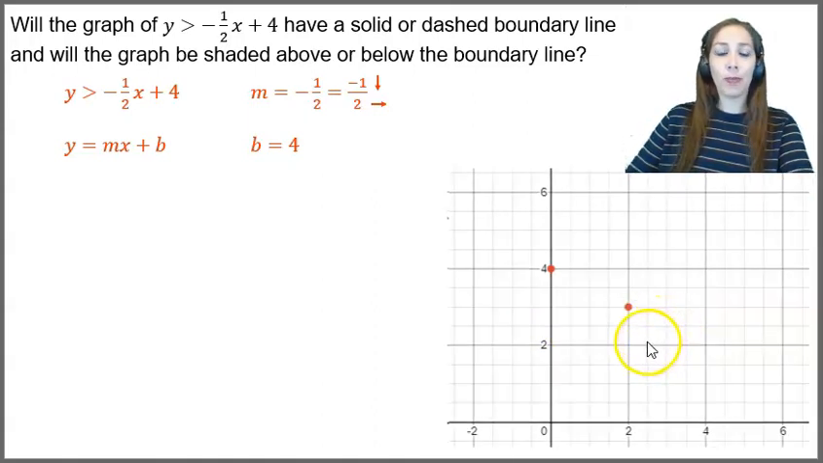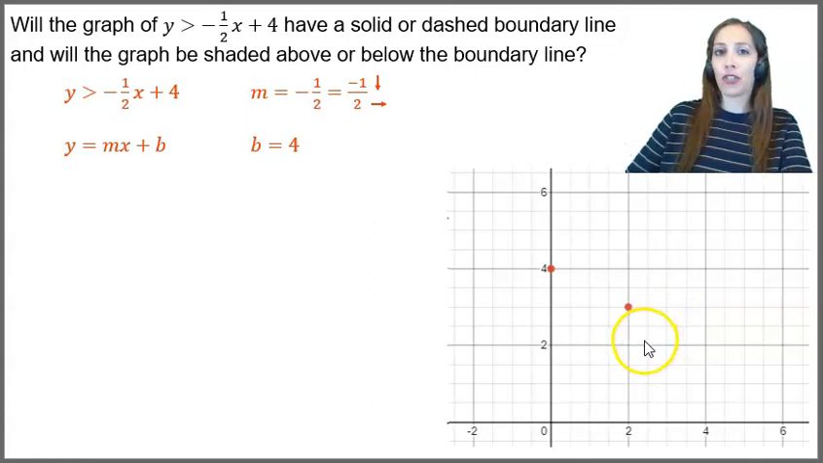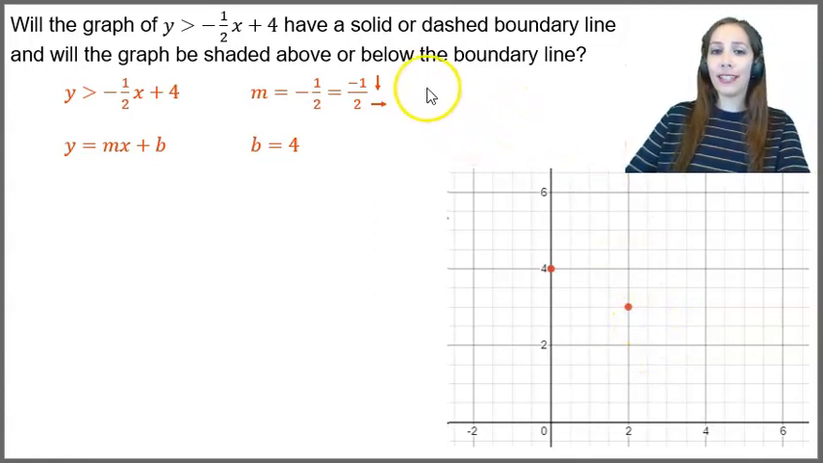Now that I have my 2 points, I want to go ahead and draw my line, but I have no idea what this means by solid or dashed boundary line. And what does it mean to shade above or shade below?